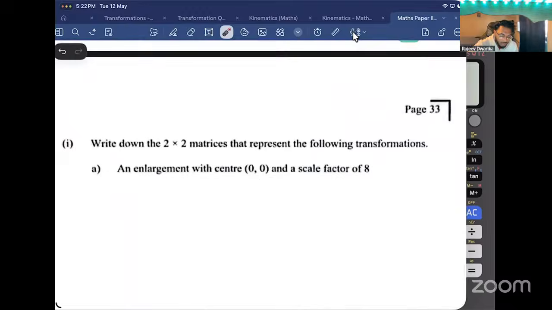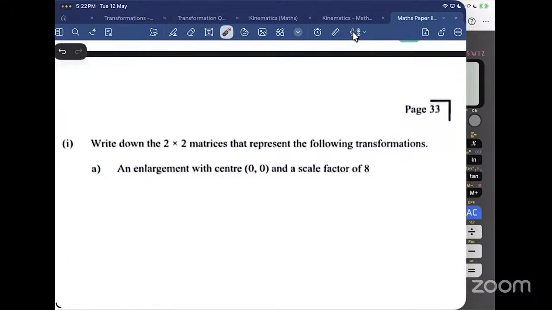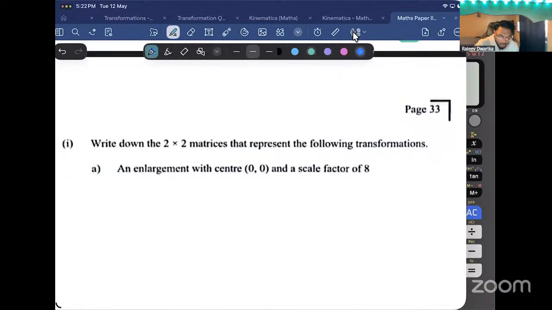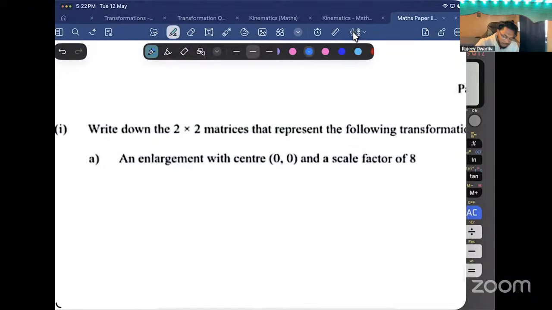All right, so now the syllabus. An enlargement with center (0, 0) is easy, guys. Let me explain something. Remember the identity matrix. What's the identity matrix, guys? Chat, what's the identity matrix?